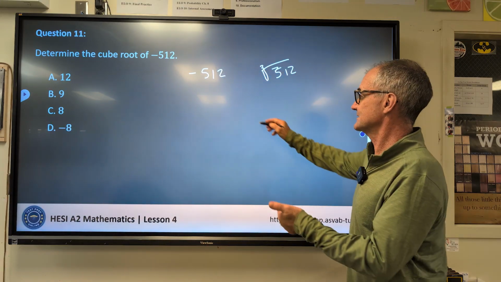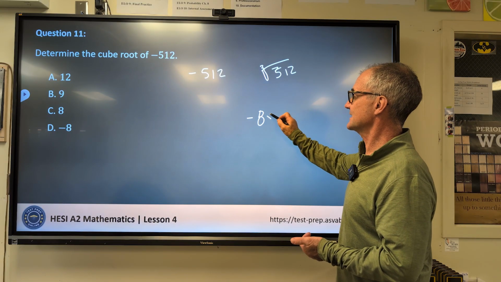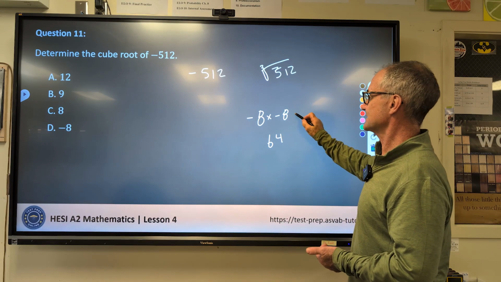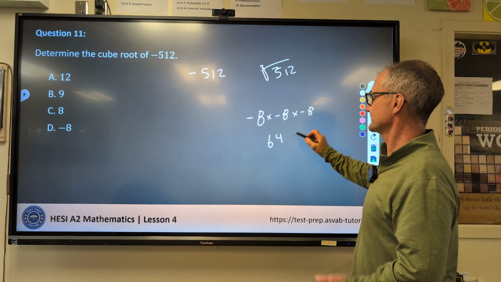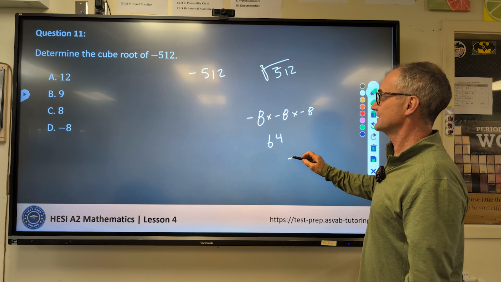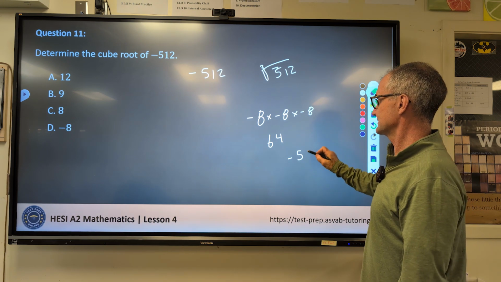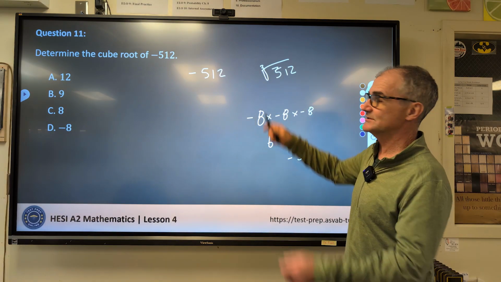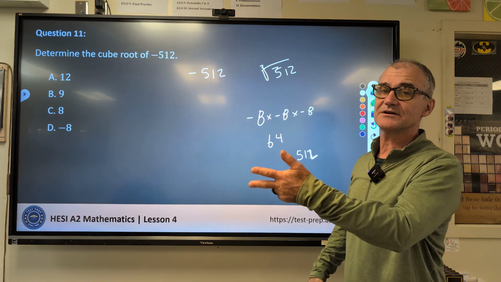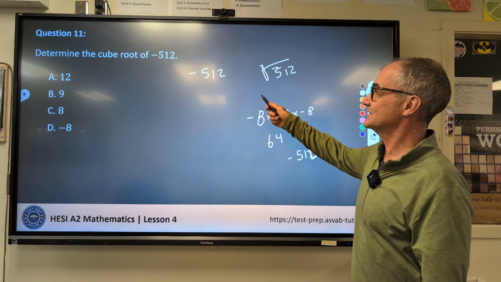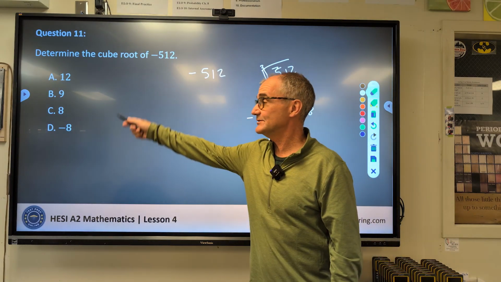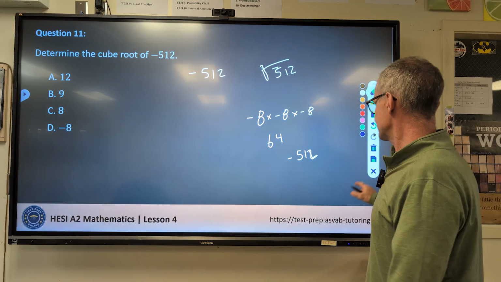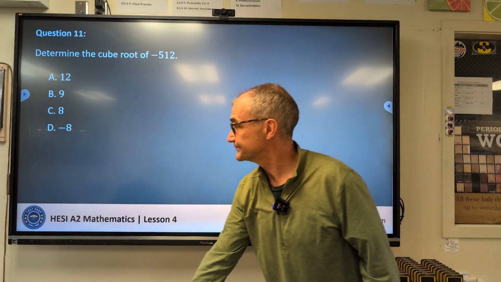So negative 8 times negative 8 is going to give me positive 64 times another negative 8. It's going to give me a negative number. It'll be negative 512. So a cube root is what times itself a third time equals that. It's a pretty hard problem when you look at it, but when you look at those multiple choice answers, the only one that makes sense is answer D, negative 8.